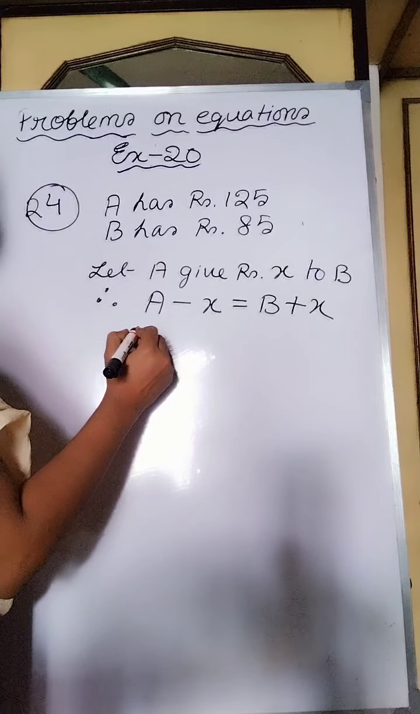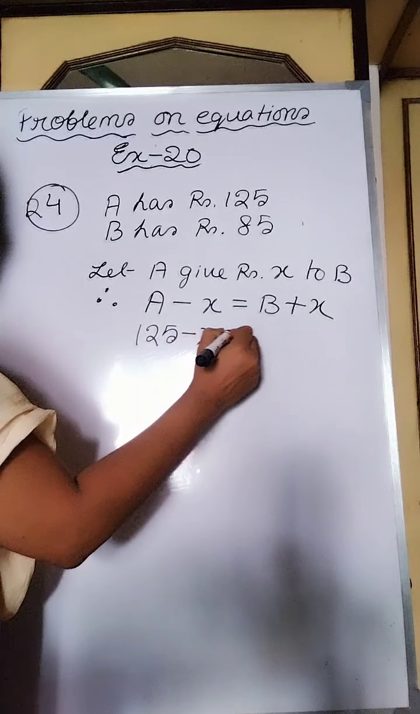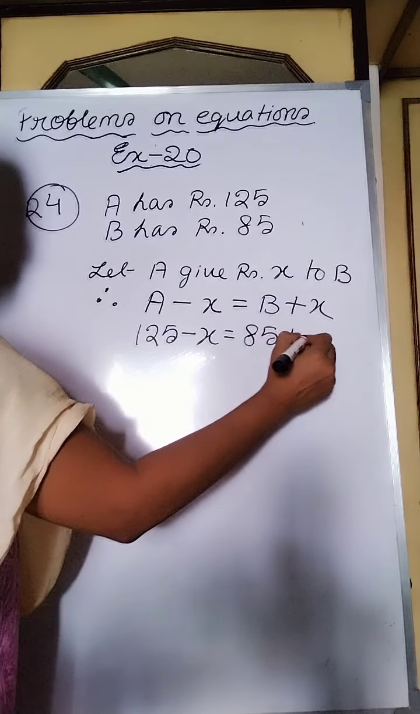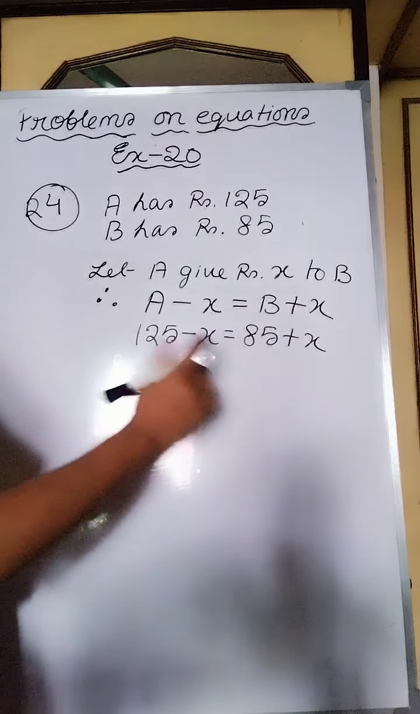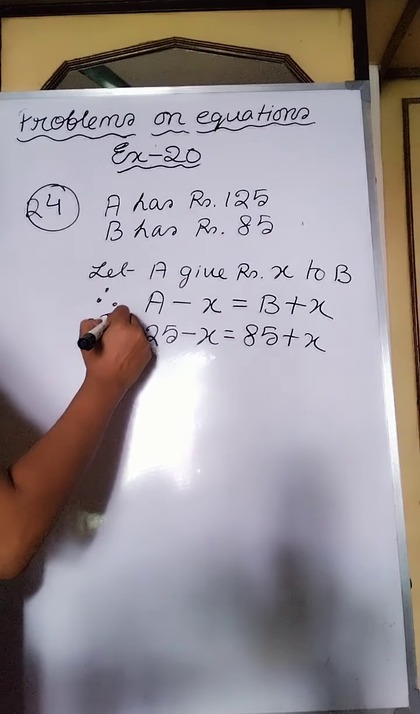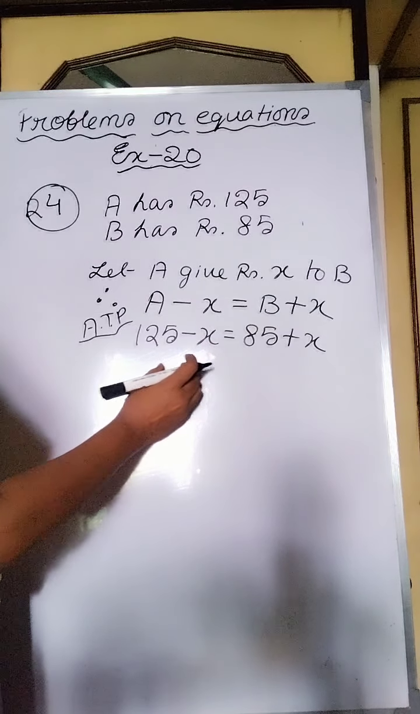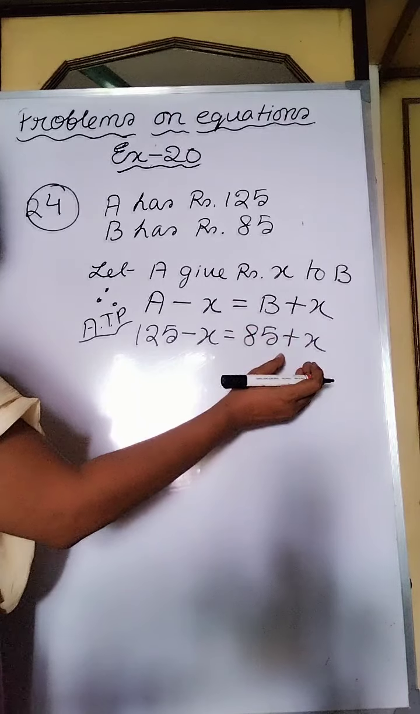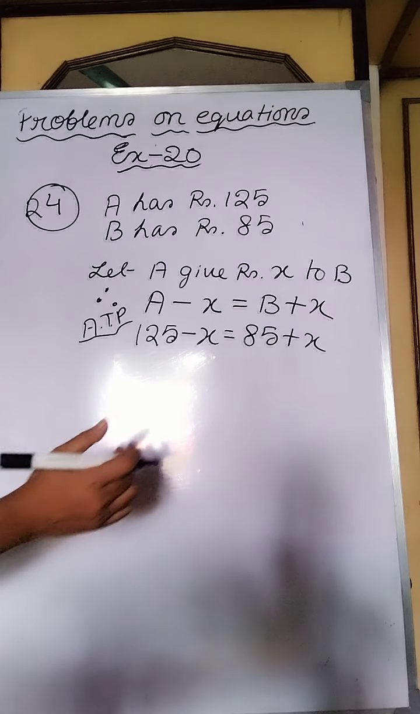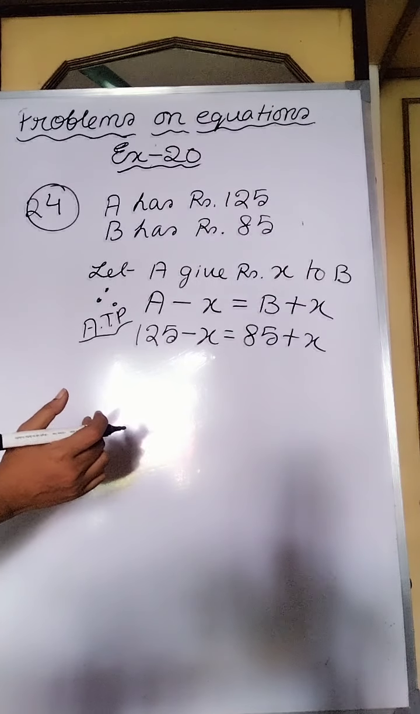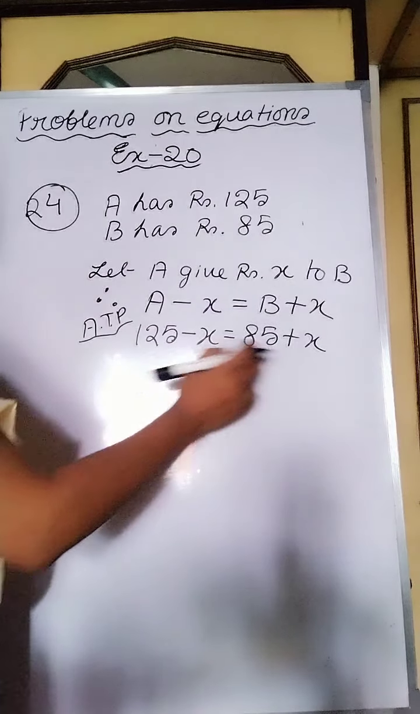So A's money is 125. 125 minus X is equal to 85 plus X. Only then, according to the problem, their money becomes equal, if some amount of money is given by A to B. Whatever money A is giving, B is getting, and this makes both their money equal.